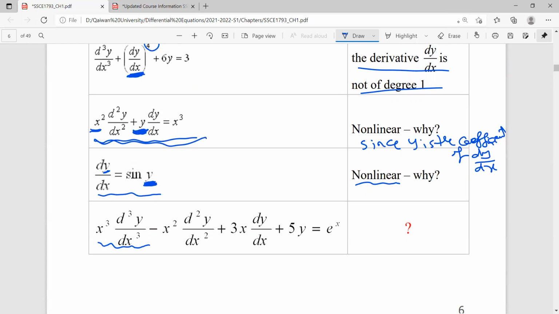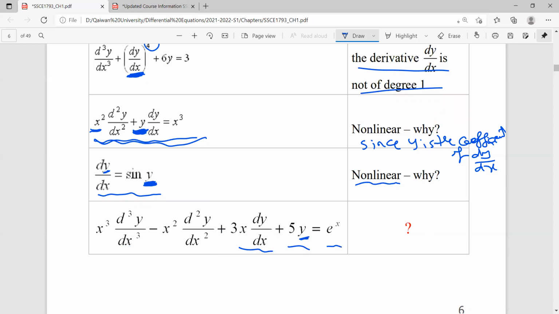This is okay. Look, for the first condition, we check the degree of all derivatives. The degree of this derivative is 1. For this derivative, its degree is 1. For this one it is 1. And even for y, its degree is 1. It's okay, so it satisfies the first condition.